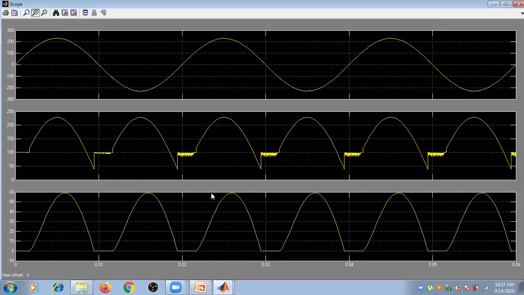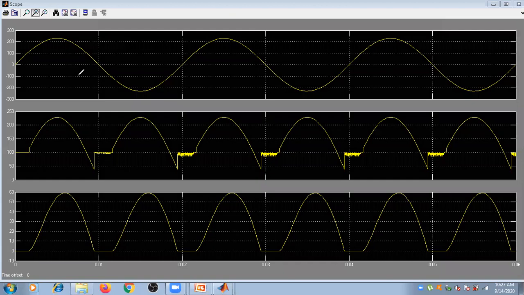This is for a discontinuous conduction mode. Why? Because this waveform is our input, single phase input supply, which is a sinusoidal wave. I have considered 3 cycles. So this is the first cycle, this is the second cycle, and this is the third cycle. Okay, and this is our output voltage waveform.